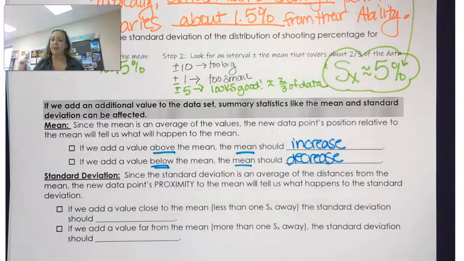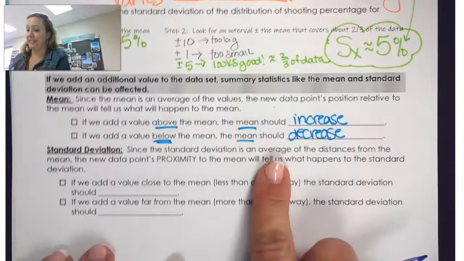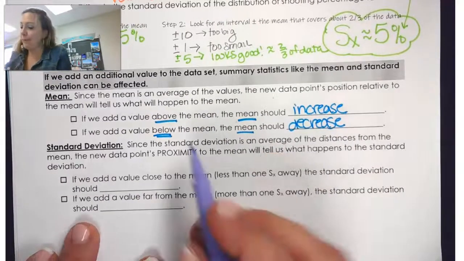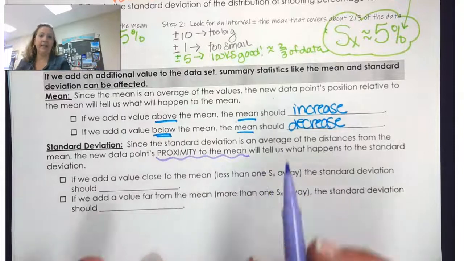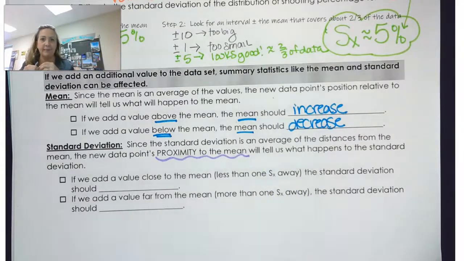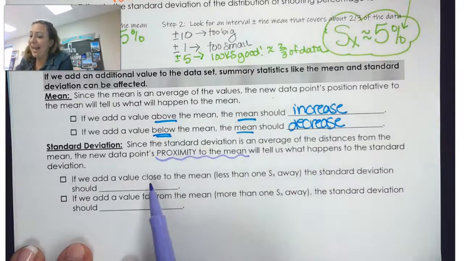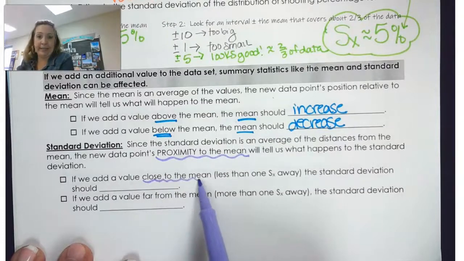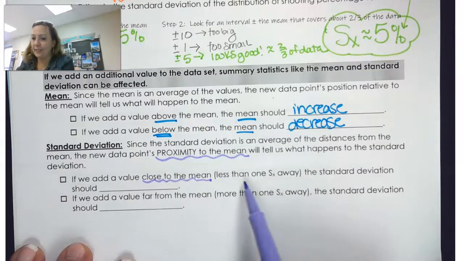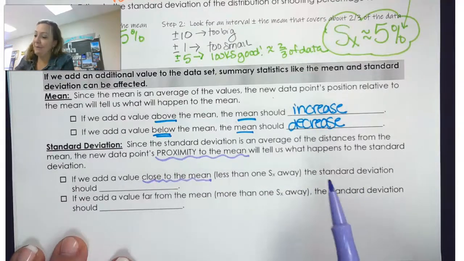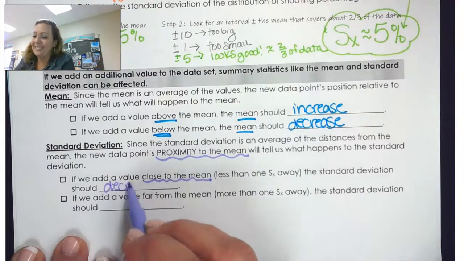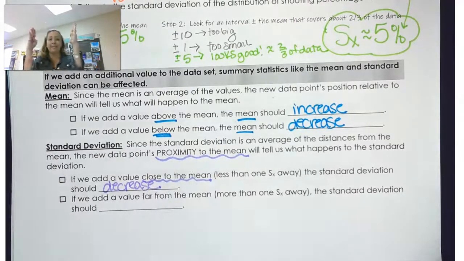Now, standard deviation, on the other hand, is a different story. Since the standard deviation is an average of the distances from the mean, the new data point's proximity to the mean, that means how close or how far it is to the mean, will tell us what happens to the standard deviation. So if we add a value that's close to the mean, and by close to the mean, I mean less than 1 standard deviation away, that means that the standard deviation should decrease. Again, if I'm adding something closer to the mean that's within 1 standard deviation, the typical distance decreases.